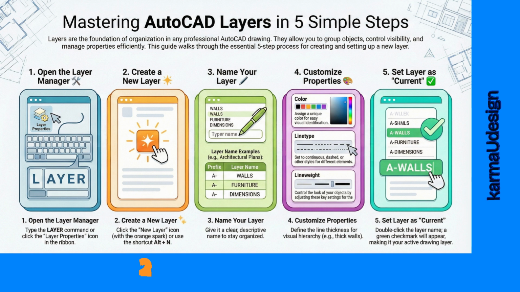Which is step 2, creating the new layer. And instead of clicking around, the fastest way to do this is a keyboard shortcut, Alt+N. So simple, but so effective. It's simple, but it's the gateway to organization. You see that new blank line item pop up, maybe it's called layer 1 or something, Layer 0. And that's where the strategy really begins.